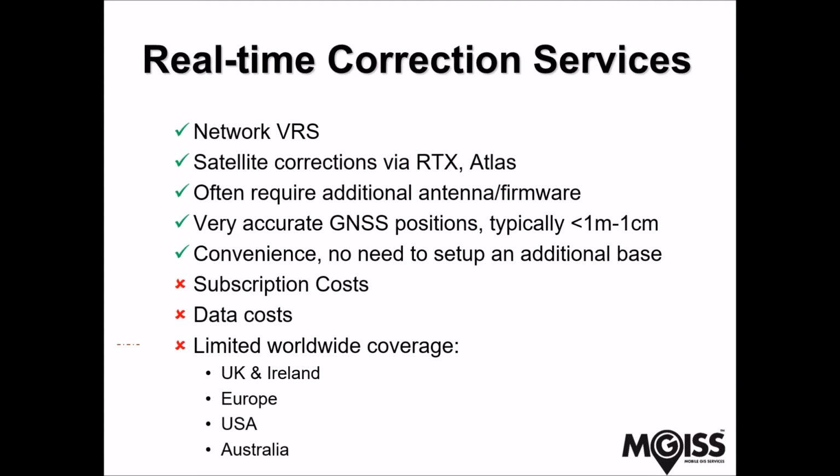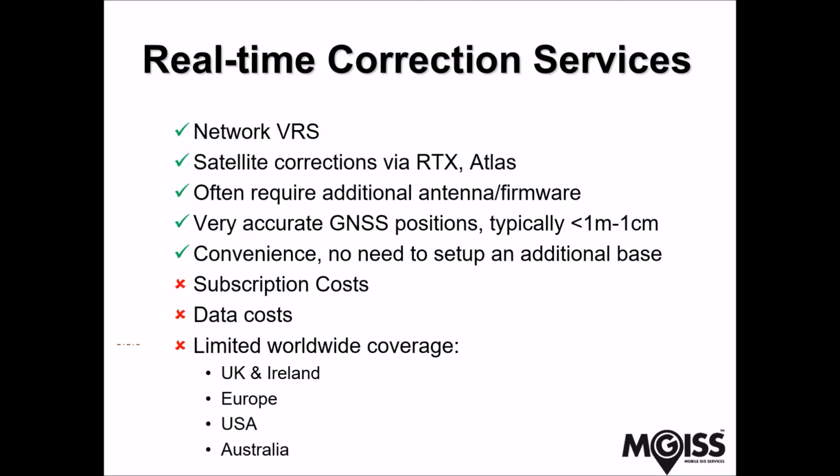There are other subscription services available from a number of sources and suppliers, including Network VRS, or Virtual Reference Station. You can also pick up satellite correction services supplied by the likes of Trimble and Hemisphere with RTX and Atlas respectively, but these are paid for services. Typically where internet coverage is poor, or you've got no capability to pick up a sub-meter correction in real time, this is where we would recommend one of these subscription-based services in conjunction with a mobile GIS solution.